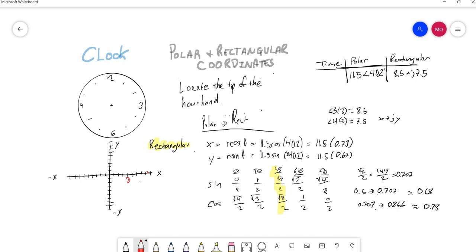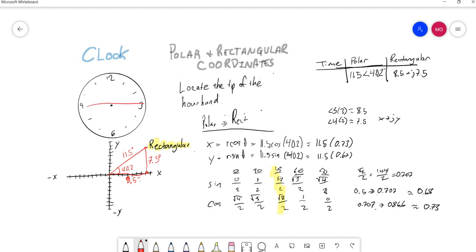Now we go to the rectangular Cartesian coordinate plane. We go 8.5 inches to the right, 7.5 inches up, and that gives us an angle of 40.2 because we calculate that using the polar coordinates, and the length would be 11.5. There you go. That is the rectangular to polar conversion.